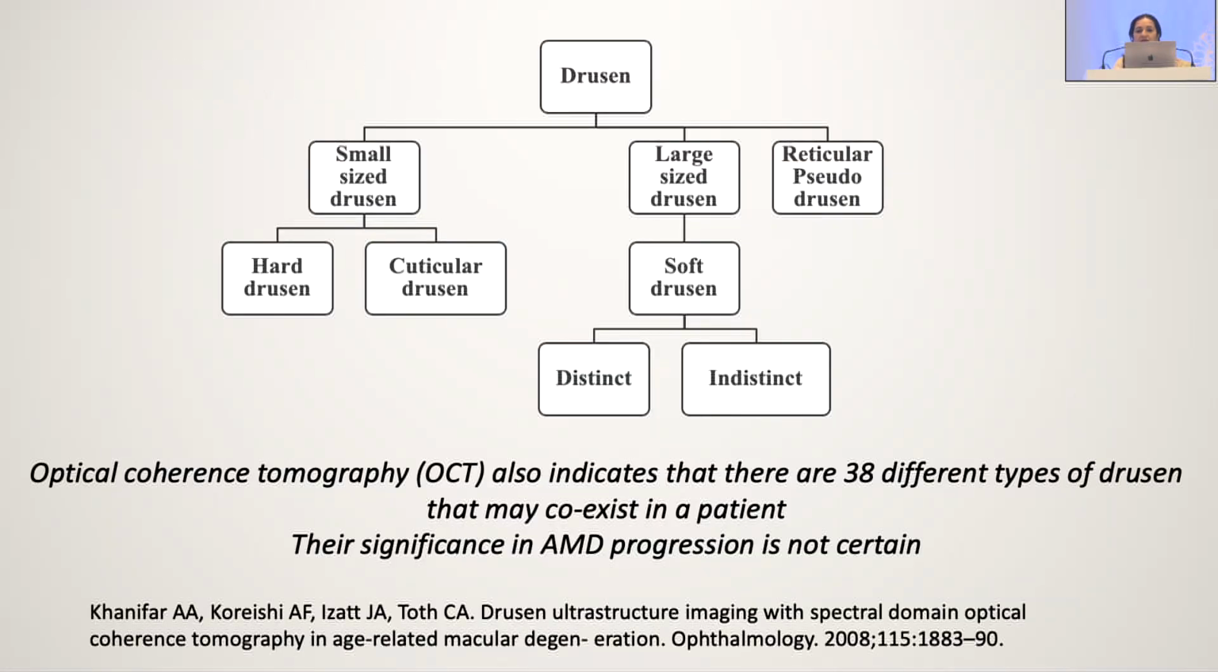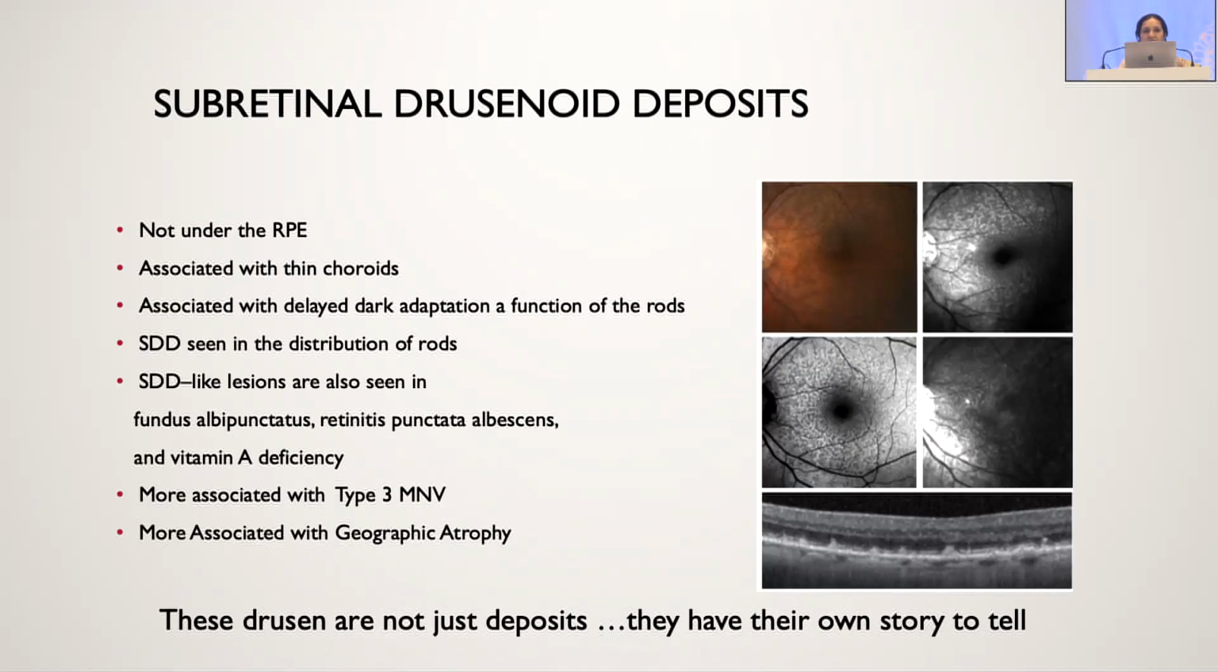But now, there are almost 38 different types of drusen which are described, and they can coexist in a single patient. There can be small size, large size, reticular, cuticle, hard drusen, soft drusen, distinct, indistinct. And out of these different types, the one which stands out is the subretinal drusenoid deposits, or the SDD, and they are no longer known to be only sub-RPE, but they sit on the RPE, and they have a whole different kind of disease pathology. They are more associated with thin choroids, more associated with older age group, more associated with type 3 MNV, and more associated with geographic atrophy.